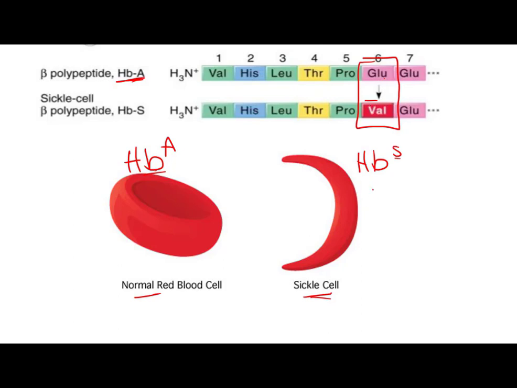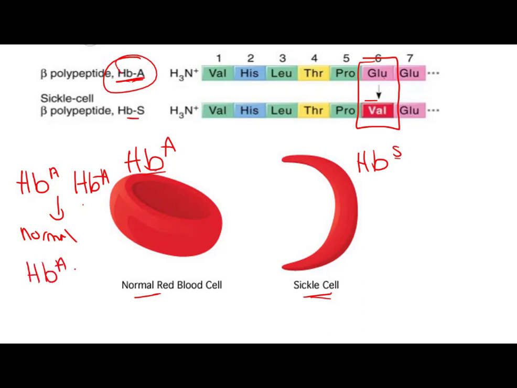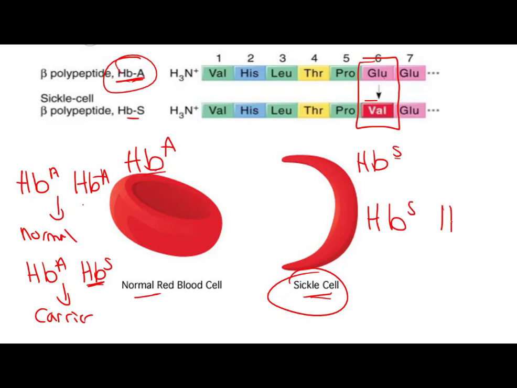If a person inherits two normal red blood cell alleles, two HBAs from their mother and their father, they're going to have a normal red blood cell. If the individual inherited one copy of each, so they inherited one HBA from either their mother or father and one HBS, they're going to be what we call a carrier. They're not going to have sickle cell anemia. They're going to just be a carrier of the trait, which means they could possibly pass that gene to their children. In order for someone to have sickle cell anemia, they need to have both copies with the sickle cell trait. So that means they needed to inherit a sickle cell gene from their mother and from their father.